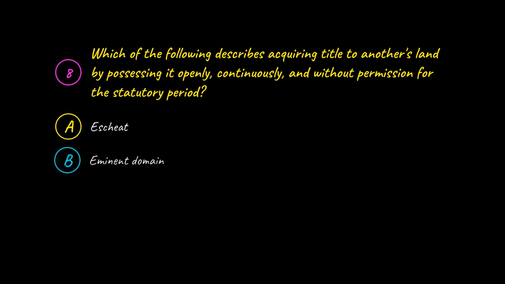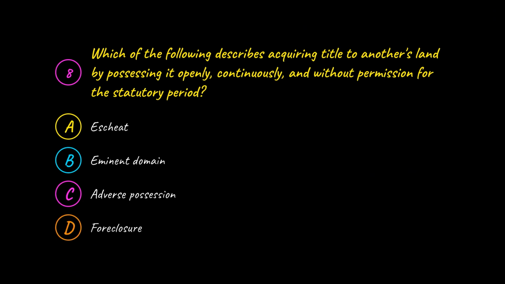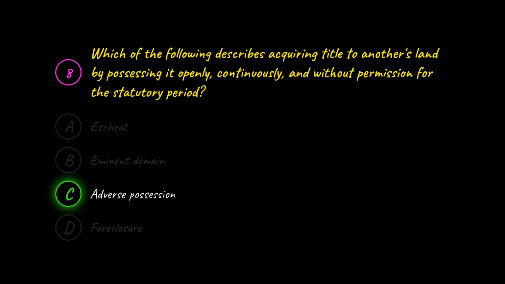Question 8. Which of the following describes acquiring title to another's land by possessing it openly, continuously, and without permission for the statutory period? Your options are A. Escheat, B. Eminent domain, C. Adverse possession, D. Foreclosure. Got a guess? Lock it in. The correct answer is C.